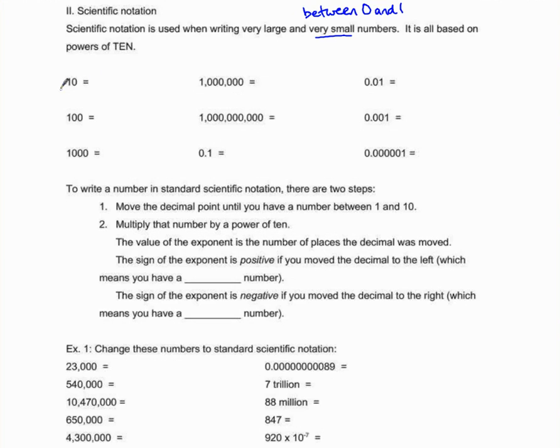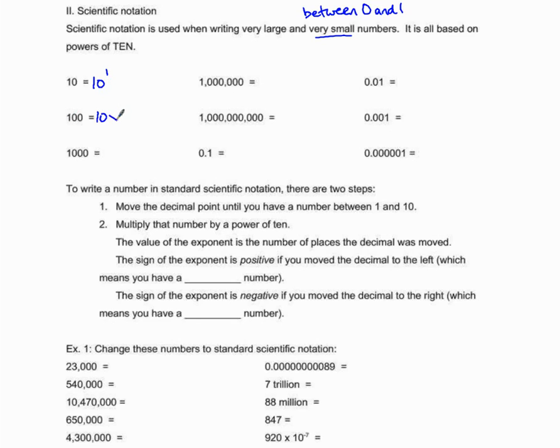So the number 10 is 10 to the first power. It is not 10 to the 0 power. 10 to the 0 power would be 1. Anything raised to the 0 power is 1. So the number 10 is 10 to the first power.